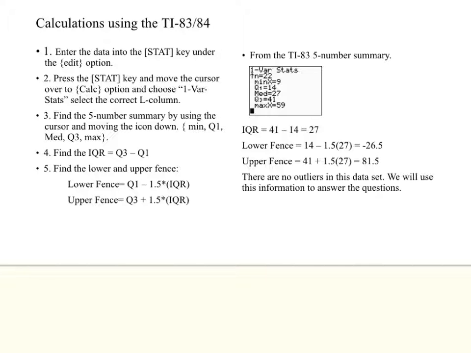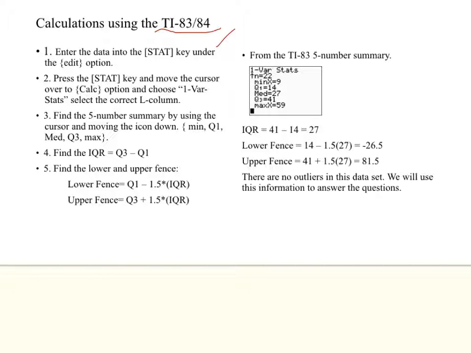So to actually work the problem, we notice that in the first four of these problems, they're asking questions about what the median is or the quartile is, and the upper and lower fences. And so we're going to use the TI 83 and 84 to do this. The first thing is we're going to enter the data in the stats key under the edit option. So you can put the data into, say, L1 under the edit option.